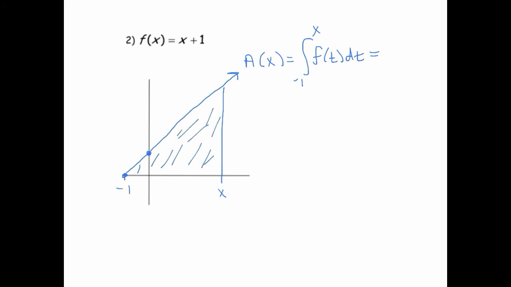So the height of the function, since this is f of x equals x plus 1, when I input x, I'm going to get x plus 1. So this height must be x plus 1. And this base, again, is x minus -1, so that's x plus 1. So this ends up equaling 1/2 base times height, 1/2 x plus 1 squared.